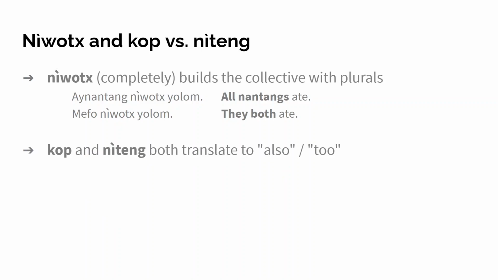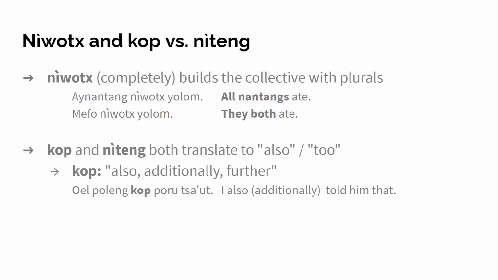And lastly, kop and niteng, they both translate to also or too. So let's look at the difference very quickly. Kop means something like also in addition, so additionally, further. As an example, well boleng kop boru tsaud. I also, so in addition, told him that.